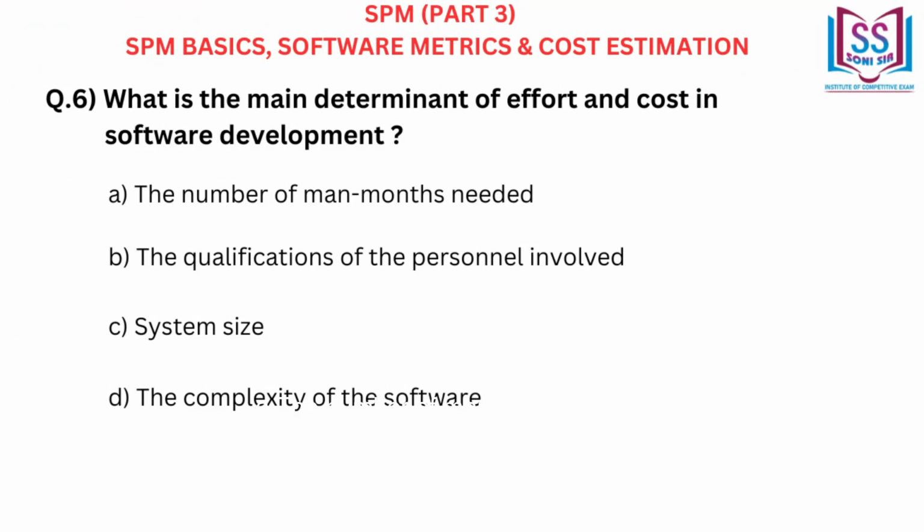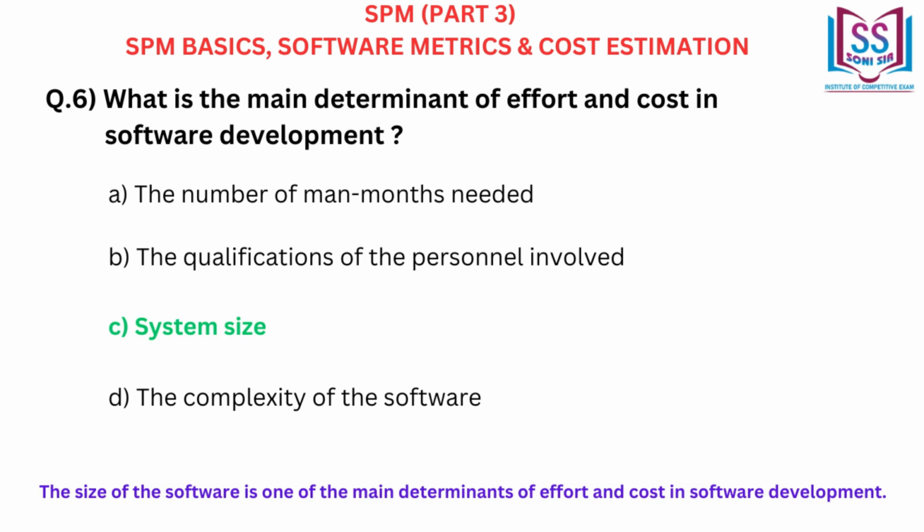What is the main determinant of effort and cost in software development? A. The number of man-months needed. B. The qualifications of the personnel involved. C. System size. D. The complexity of the software. Answer C. System size. The size of the software is one of the main determinants of effort and cost in software development.